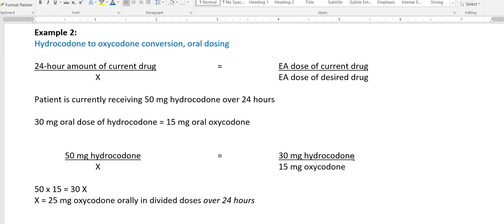30 milligrams of hydrocodone is equivalent to 15 milligrams of oxycodone. So once again, I will cross multiply and divide. 50 times 15 divided by 30 equals 25 milligrams. That is the X that I'm solving for. The patient will receive 25 milligrams of oxycodone orally in divided doses over 24 hours.